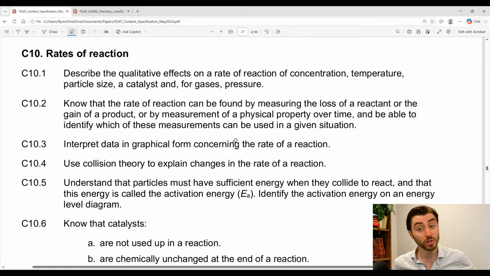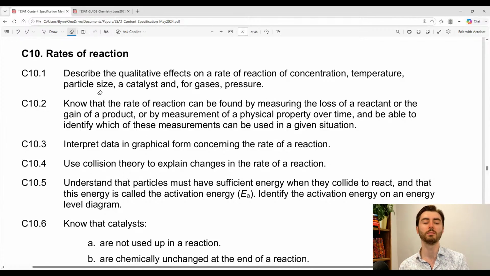Temperature affects it for two reasons: more collisions per second, and a greater percentage of those collisions have enough energy to overcome the activation energy. So therefore, a greater proportion of the collisions will be successful, and there are more collisions to start with. So more successful collisions per second, and therefore the rate of reaction increases.